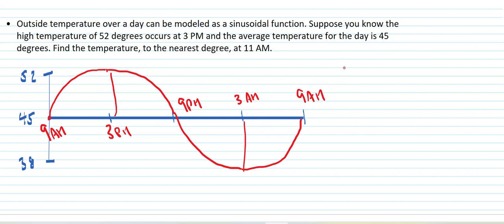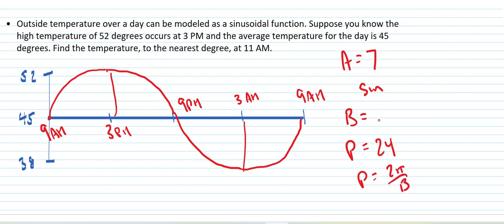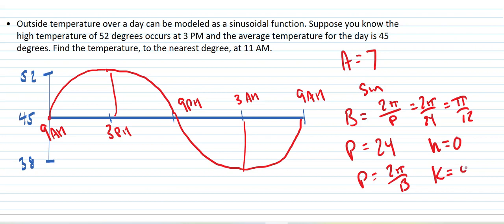Well, we know that our A value, our amplitude, is 7. We're using the sine function. And let's see, what else do we need? We need to know what B is. And remember that we find B by knowing what P is. Well, the period is 24 hours, and the period is equal to 2 pi divided by B. Therefore, B is going to be 2 pi divided by P, which is 2 pi divided by 24, or pi over 12. We also know that H is going to be 0. There's no horizontal shift. And K, the midline, is going to be 45.